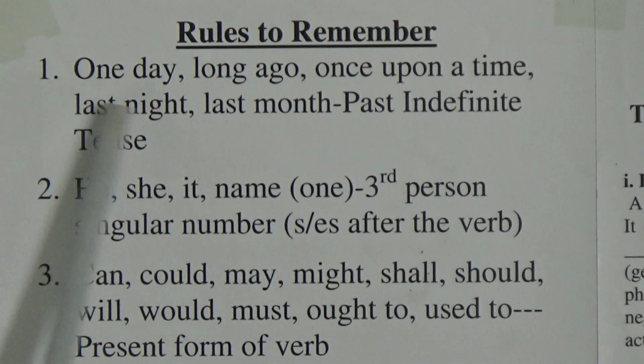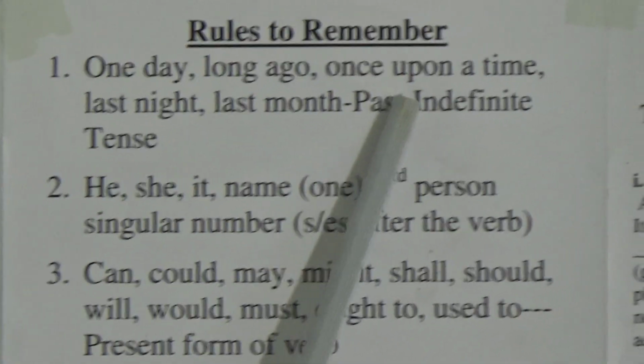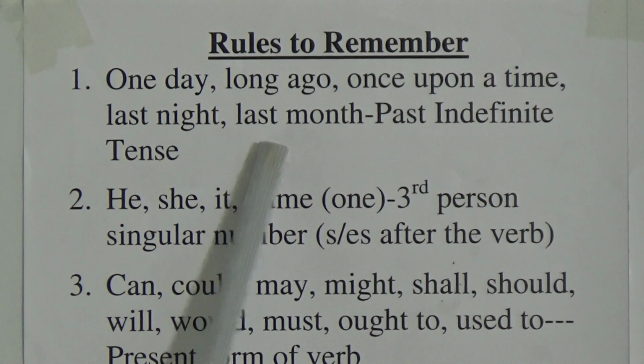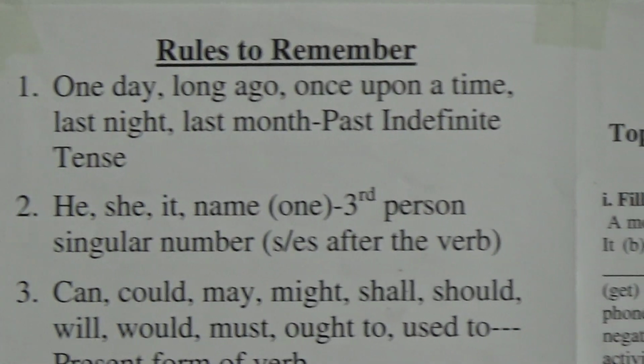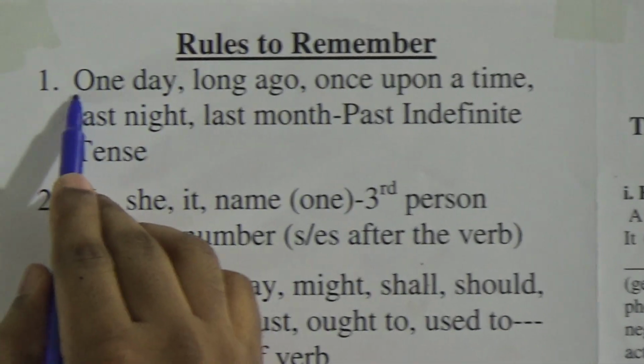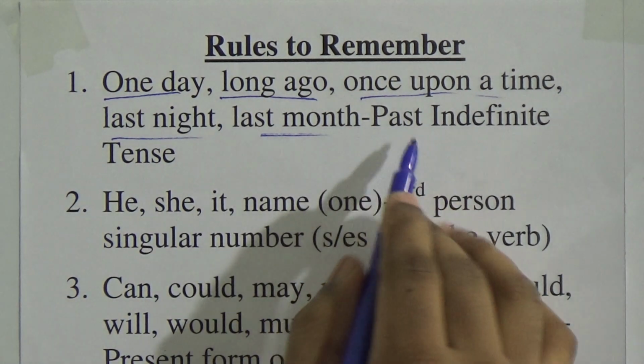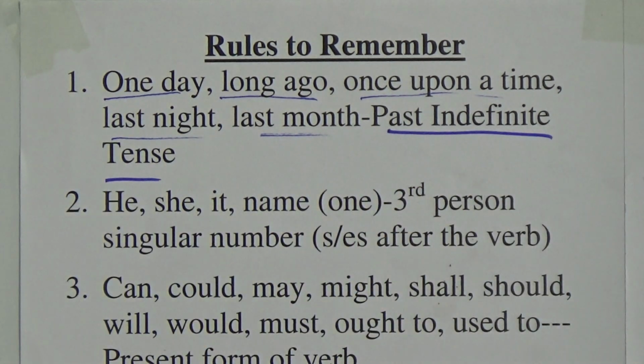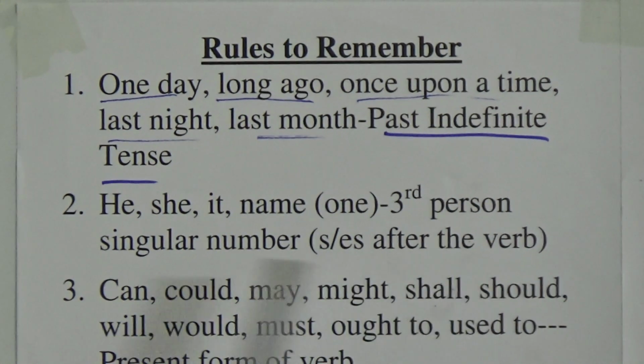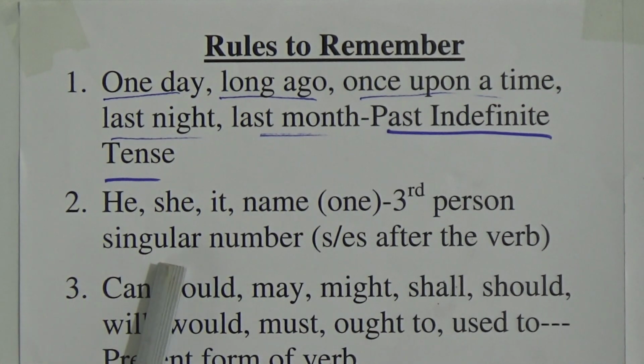Rules to remember: number 1, one day, long ago, once upon a time, last night, last month: past indefinite tense. So, if a sentence starts with one day, long ago, once upon a time, last night, last month, this will be past indefinite tense. You know that. Very simple. Number 2, he, she, it, name: third person singular number, s or es after the verb. So, if the subject is third person singular number, and third person singular number means I say only one thing, we will add s or es after the verb.